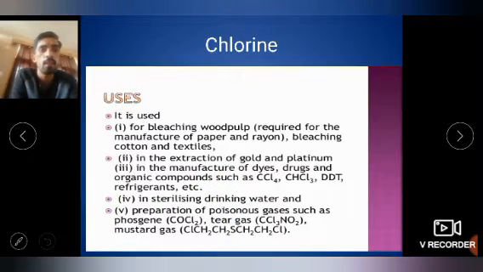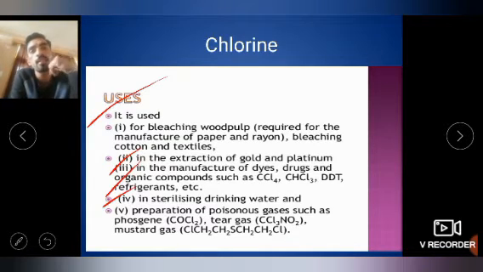After this, if we talk about uses, it is used for bleaching wood pulp. You know very well, it is used for bleaching cotton and textiles. It is used to extract gold and platinum. It is used in manufacturing of dyes, drugs and organic compounds such as carbon tetrachloride, chloroform, DDT, refrigerants. In sterilizing drinking water also we are using chlorine. In the preparation of poisonous gases such as phosgene, tear gas, mustard gas.